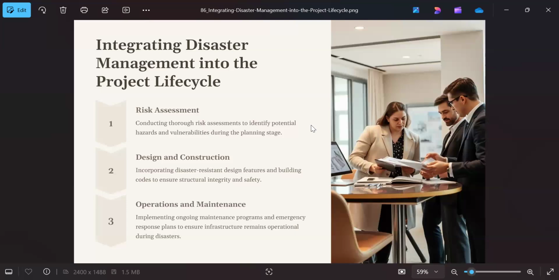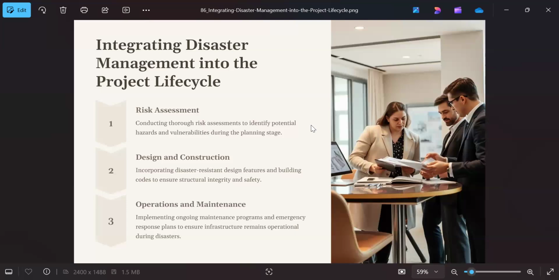The disaster management concepts that should be taken into consideration are risk assessment, conducting a thorough risk assessment to identify potential hazards and vulnerabilities during the planning stage itself. Then, during the design and construction, incorporating resistant design features and building codes to ensure structural integrity and safety, and operation and maintenance, implementing ongoing maintenance programs and emergency response plans to ensure infrastructure remains operational during disaster.